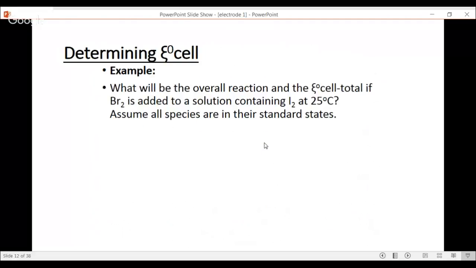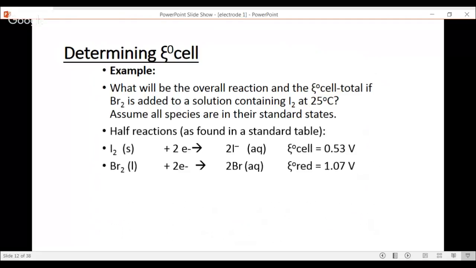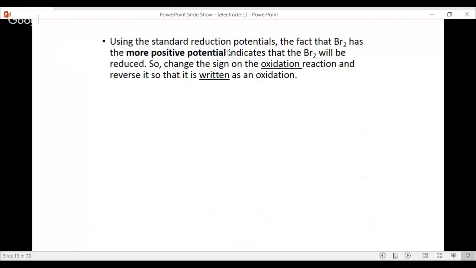What will be the overall reaction and the E0 cell total if bromine is added to a solution containing iodide at 25 degrees C? Assume all species are in the standard states. So the half cell reaction is I2 solid plus 2 electrons giving rise to 2 I minus, E is 0.53. Bromine liquid plus 2 electrons giving rise to 2 Br minus, it should be Br minus, is plus 1.07 volts. So using the standard reduction potentials, the fact that bromine has a more positive potential indicates that the bromine will be reduced.